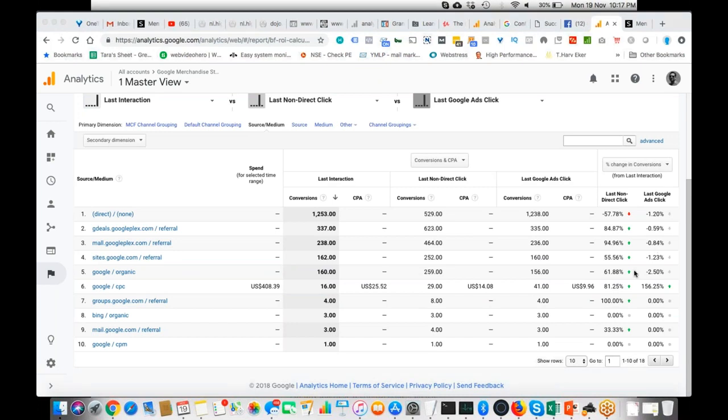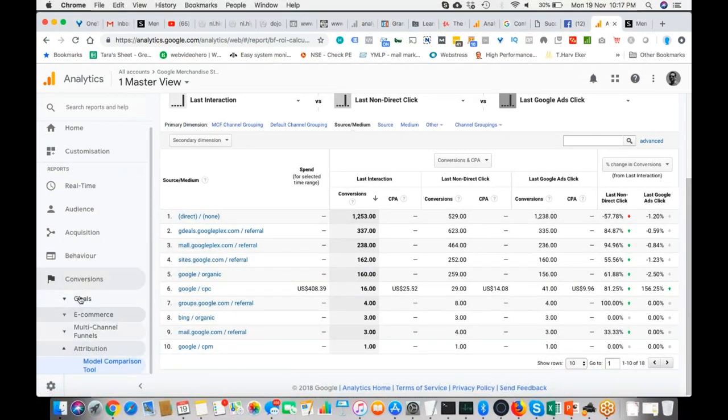So now tell me, are we clear with this report? Are we clear with this attribution modeling report? Are we clear with the attribution modeling?